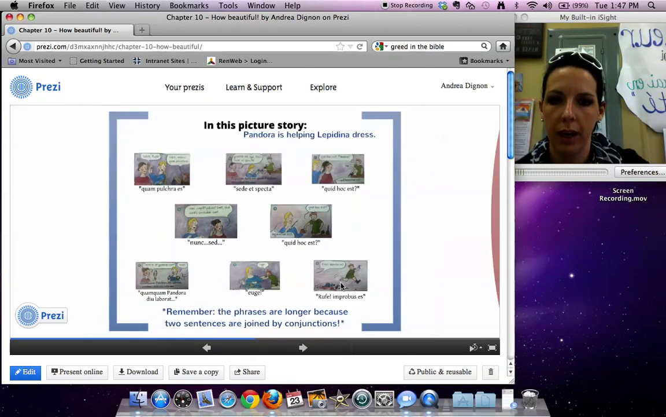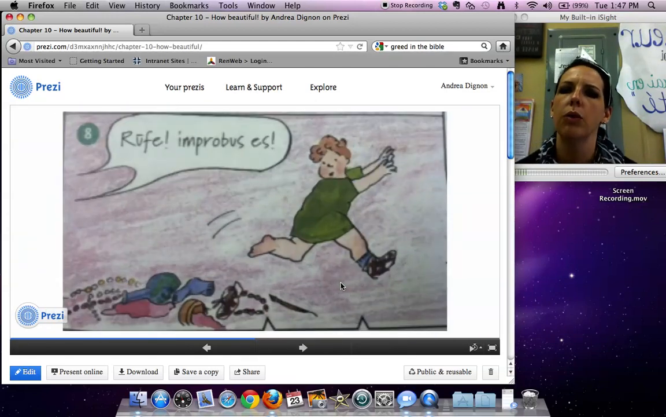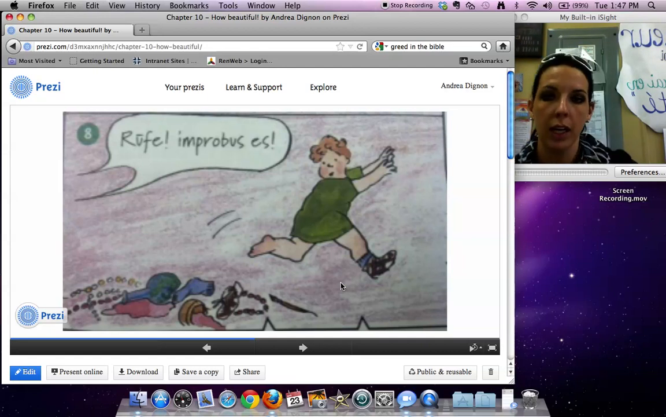And then we have, Rufe improbus es. Rufus, you are naughty. Look at that S right there. Es. This is not est. Est is it is, or he is, or she is, right? In this case, we're saying you are improbus.